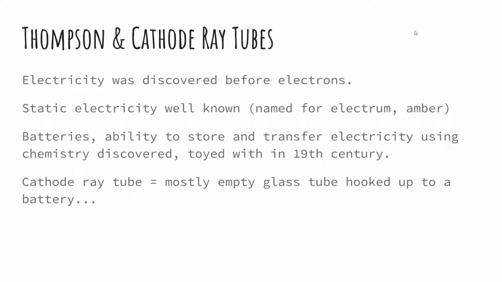Batteries, and their ability to store and transfer electricity using chemistry, were discovered and played around with in the 19th century, but people didn't really know what it was. And you can take a battery, hook it up to metal plates, have those plates in either end of a mostly empty glass tube. Not quite a vacuum, just a small amount of gas. You have a strong enough field in there, and you can get a ray, a beam, that gives off light.